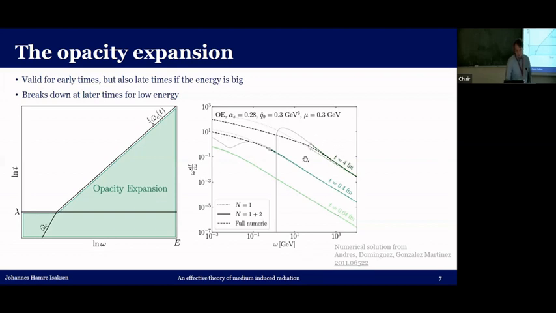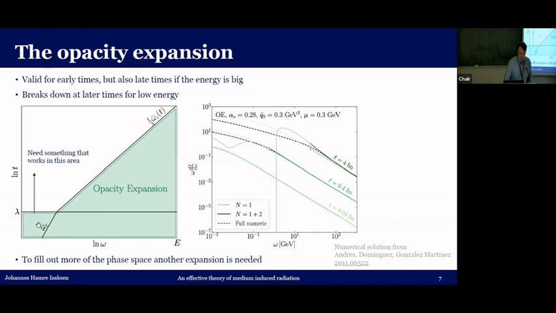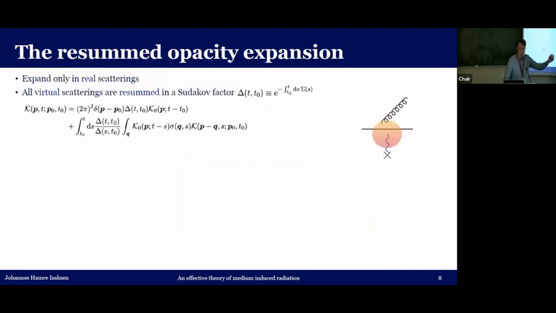And at even later times, when you're up here somewhere, you only expect it to work for just this little part here. You can see the same thing: it works well at high energies, but then it fails at some point, and it fails very badly. So the thing is that we need something that works in this area. Now we have something that works for early times and at high energies, but we need something that works here. That leads us to the next expansion, which is the resummed opacity expansion. The difference between these two expansions is that you only expand in real scatterings.